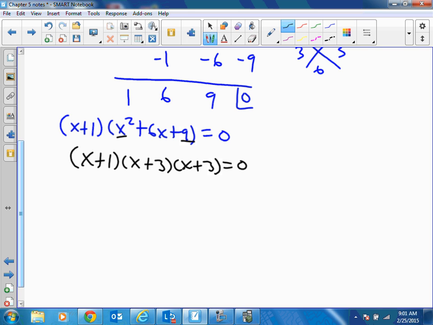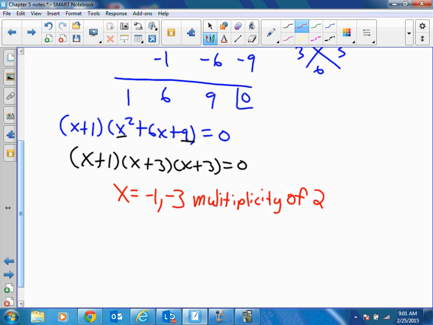So our three answers are, well, technically it's two answers. It's x equals -1 and -3. But what you would say about -3 is -3 would have a multiplicity of 2, okay? Because there's two answers that have -3 on it. So whenever you have an answer that's double, then you have to write a multiplicity of that. If there's x plus 3 three times, we say multiplicity of 3, okay?